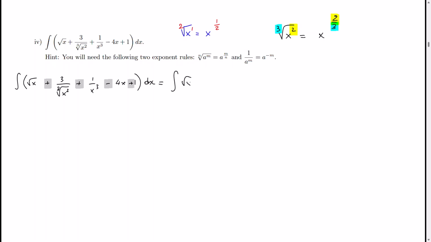One for the square root of x, and whenever you write the integral symbol, you're going to write down a dx at the end. There's a plus sign. We're going to need an integral for the 3 over the cube root of x squared. We need another integral for the 1 over x cubed, another one for the 4x, and finally, another one for just the constant 1.